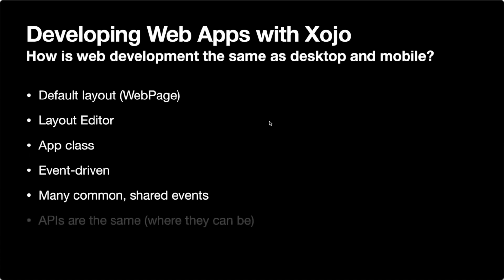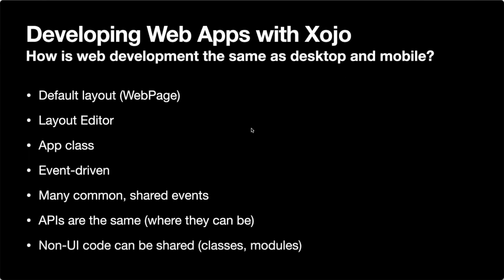You'll find that a lot of the events that you're used to using for desktop and mobile development exist for web apps as well. And most of the other APIs are the same or similar for adding rows to list boxes and responding to the user typing text into a text field, that sort of thing. A lot of them are the same where they can be. Now, there are going to be some that are unique, and we'll talk about some that don't exist for the web. But on the whole, they're very, very similar or the same. And any non-UI code that you write for application logic and classes and modules, that can be shared between your desktop, mobile, and web apps.